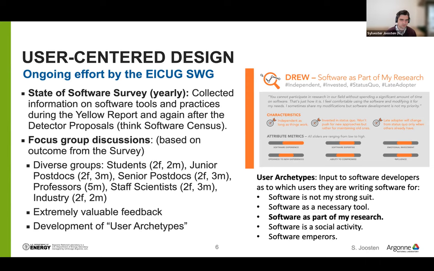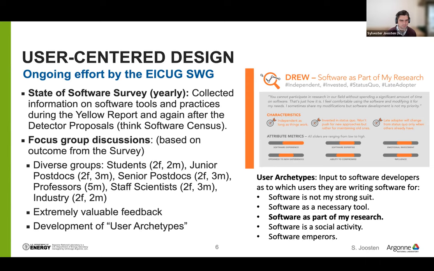And also who is working on different things. Based on the first state of the software survey, we organized a set of focus group discussions where we had diverse focus groups made up of students, junior postdocs, senior postdocs, professors, staff scientists, as well as people that left our field after their PhD, so people that are in industry now. Each of those was a different focus group that we had dedicated sessions with for a couple of hours.